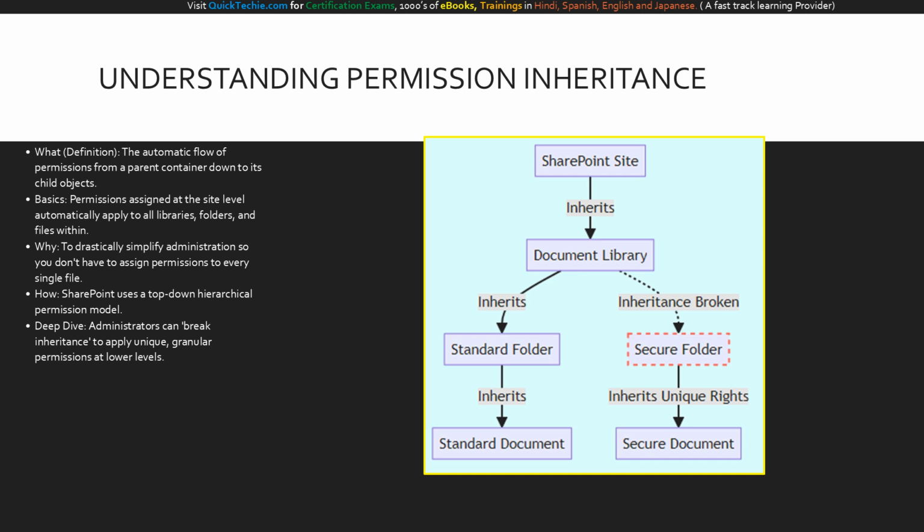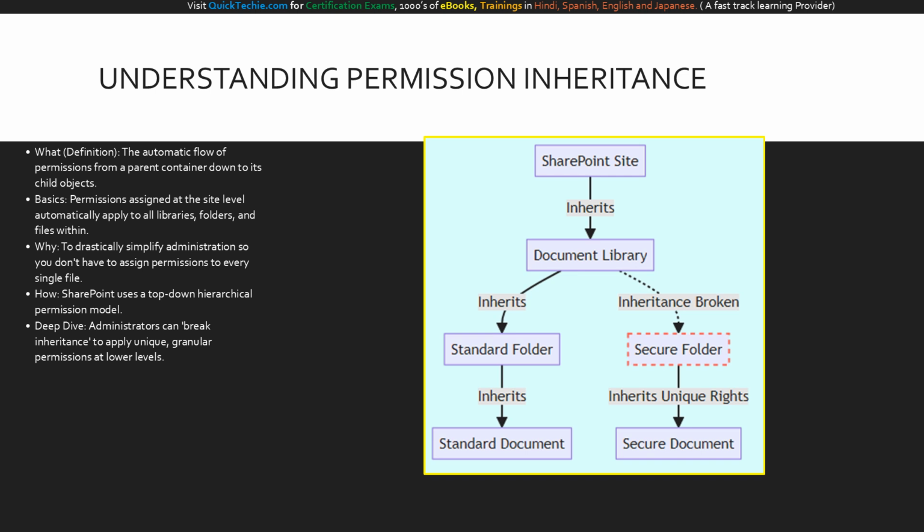This hierarchical flowchart perfectly demonstrates how permissions flow like a waterfall. At the top, we have the SharePoint site. The solid arrows show the natural flow of inheritance. The permissions cascade down into the document library, pull into the standard folder, and finally soak into the standard document at the bottom. If Sarah is an owner at the top, she is an owner all the way down.